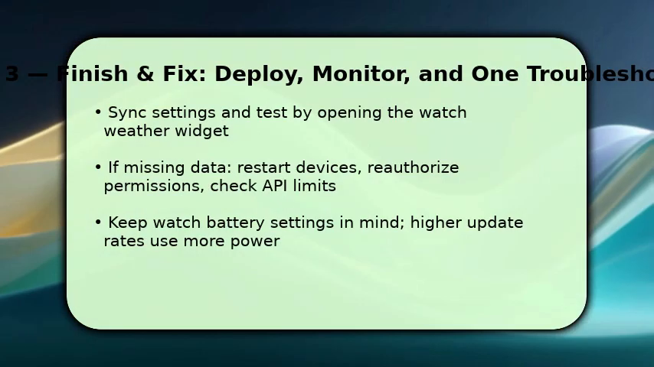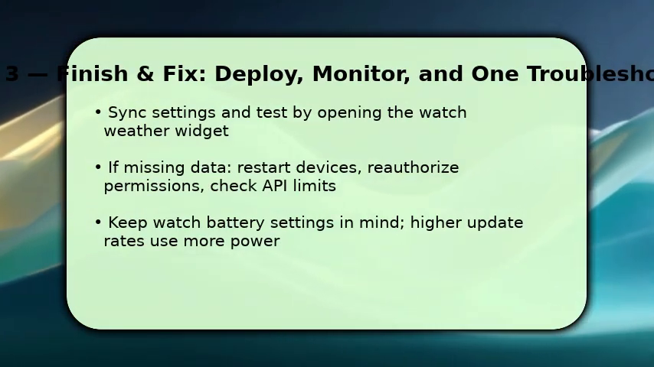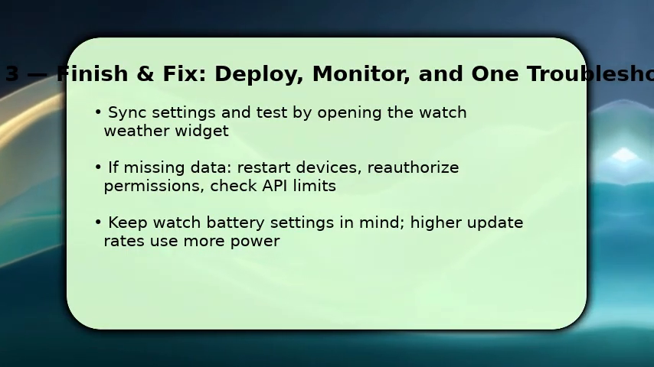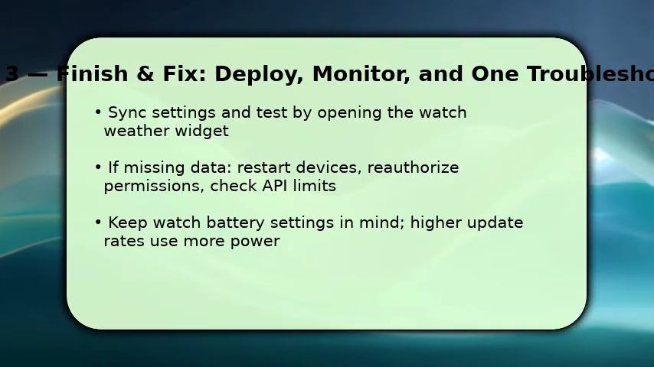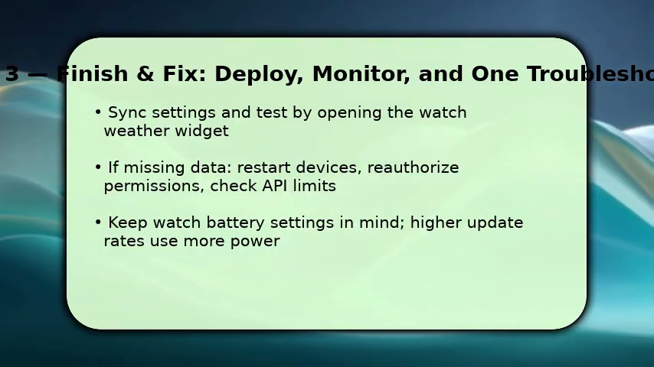You finish by syncing and testing the weather widget on the watch. Open it and confirm current temp and forecast appear. If data is missing, make sure the companion app has location and background permissions, then restart phone and watch. This often resolves syncing glitches.